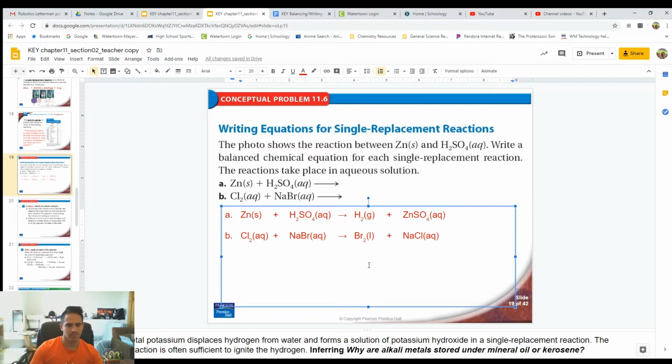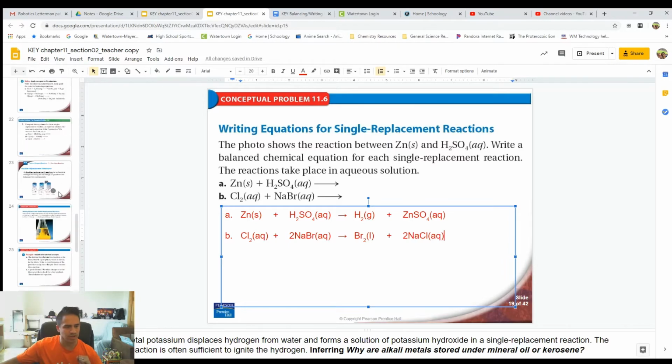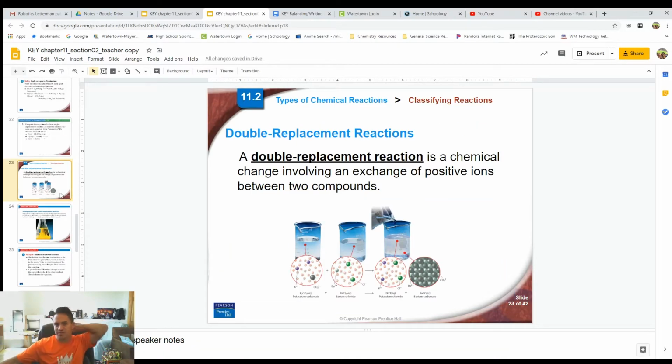We're going to have sodium chloride as one of our products. So in this case, again, the nonmetal replaces the nonmetal. And then in terms of balancing, we need to have a 2 there and a 2 there. So this is our balanced equation there. All right, we've got 2 more reaction types to talk about.